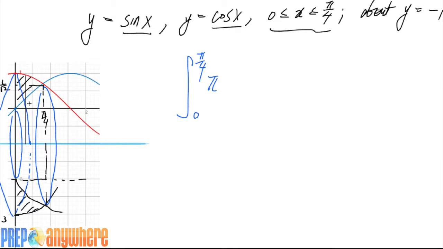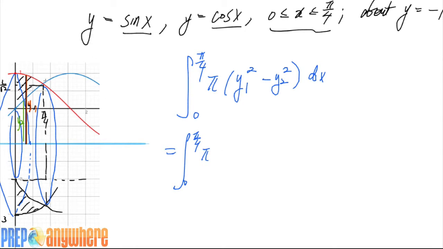So let me call that y1. Maybe I should pick a different color, orange. Y1, and let me say the inner radius, or the smaller one, y2. So to find this volume, it's going to be this: pi times the integral of y1 squared minus y2 squared.